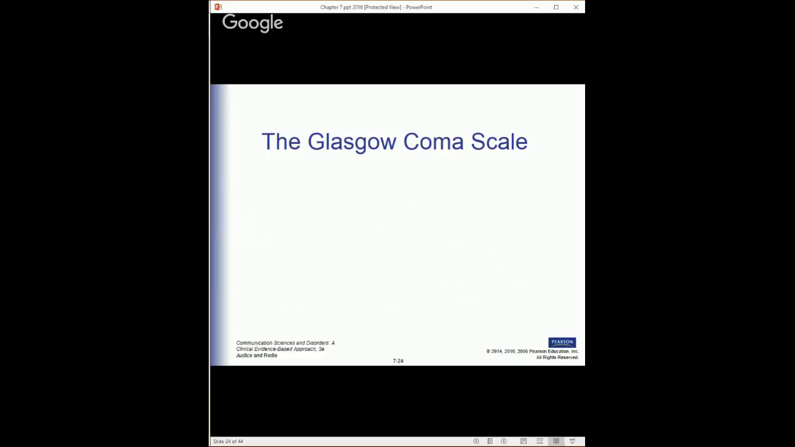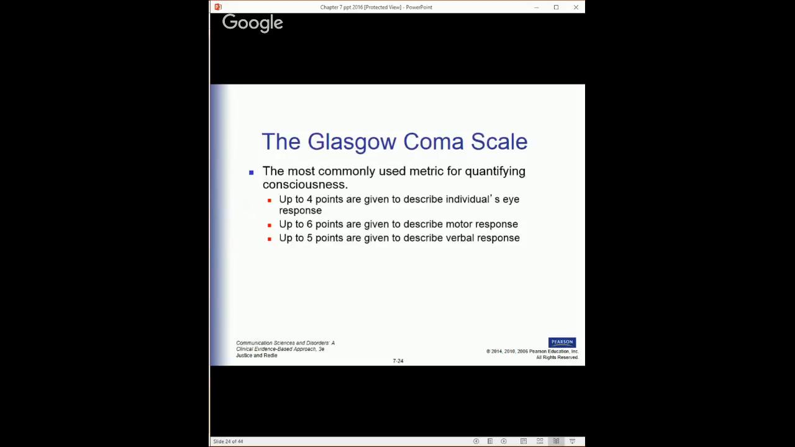Next, we'll specifically look at the Glasgow Coma Scale. It's the most commonly used metric scale for quantifying consciousness. And to break that down a little bit, it has a point scale. Up to 4 points are given to describe an individual's eye response, 6 points for describing motor responses, and 5 points to describe verbal responses.